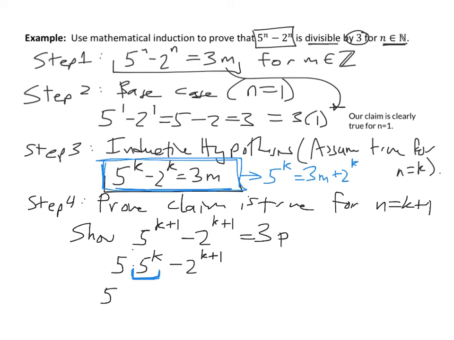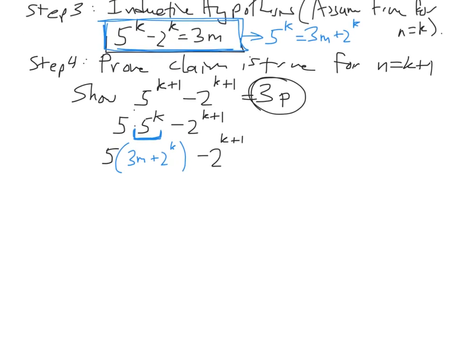This will be 5 times 3m plus 2 to the k, and then minus 2 to the k plus 1. Remember, my goal here is to show that this thing is a multiple of 3. That's really, really what I'm going for. So this 3 here I'm happy about. I'm going to have to figure out how to deal with some of this other stuff, right? So next, I'm thinking that maybe we distribute this 5 in. That would give me 5 times 3m, plus 5 times 2 to the k, minus 2 to the k plus 1.